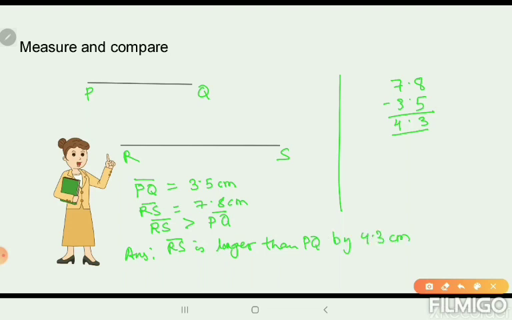4.3 centimeter. So we first measured the given line, wrote the measure of it, we compared which one is greater, then we found by how much it was greater by subtracting, and then we wrote our answer as line RS is longer than PQ by 4.3 centimeter.